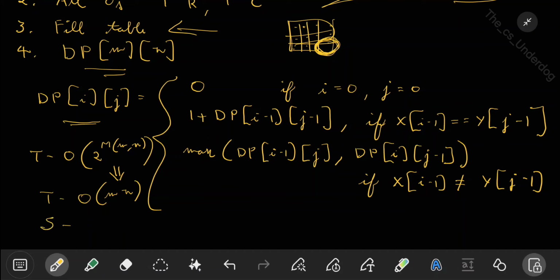What is the space complexity here? Space complexity comes from the additional table we are using, that is also order of m into n. So both the time complexity and space complexity in this case are order of m into n.